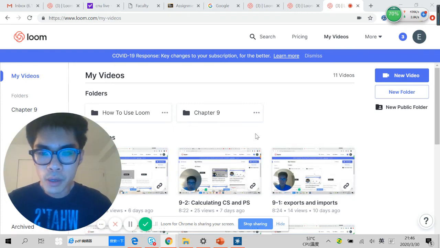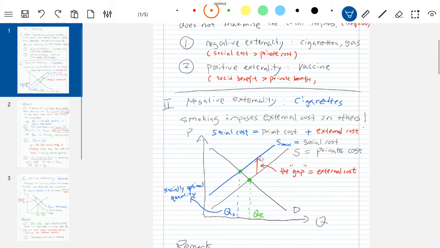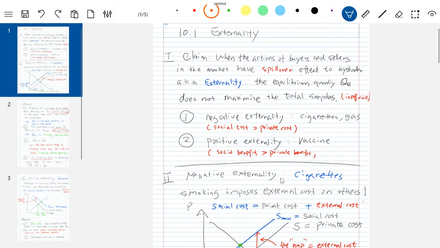In this video, I'm going to explain the notion of externality in a supply and demand diagram. First of all, externality refers to a phenomenon in which the actions of buyers and sellers in a given market have a spillover effect to bystanders. Specifically, if the cost of production is not only paid by the producers, we would say this good has a negative externality because the spillover effect is adverse or negative. Examples of such goods include cigarettes or gas.